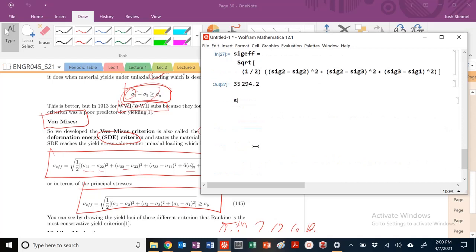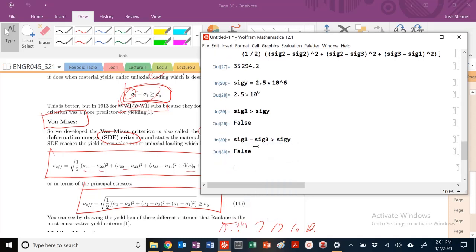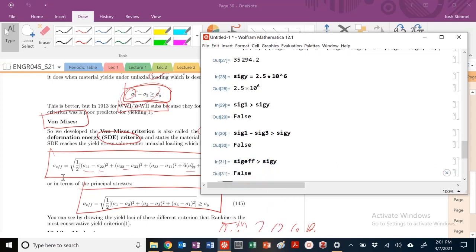And again, my sig y is equal to 2.5 times 10 to the 6. So my question is, is sig 1 greater than sig y? False. Is sig 1 minus sig 3 greater than sig y? False. Is sig effective greater than sig y? False. So none of them yield.